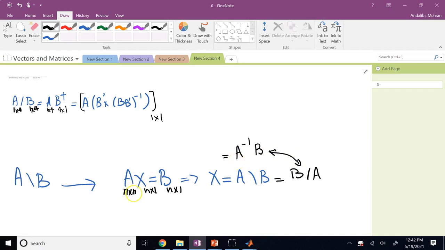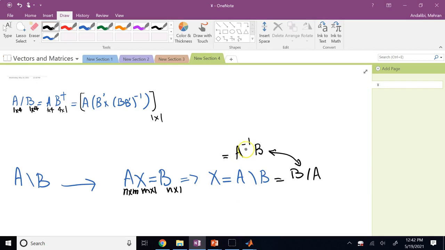Okay, but again, if this A is not a square matrix, it's a rectangular matrix, then what happens? So if this A is instead an n by m, this is an m by 1, and this is an n by 1. Now what? Can I still do that? What happens in this case?